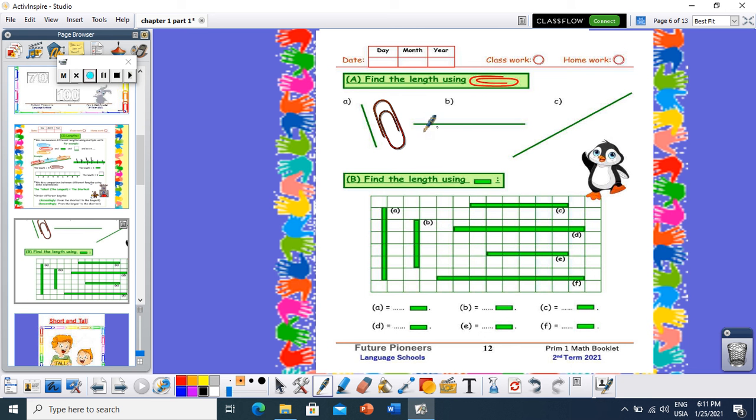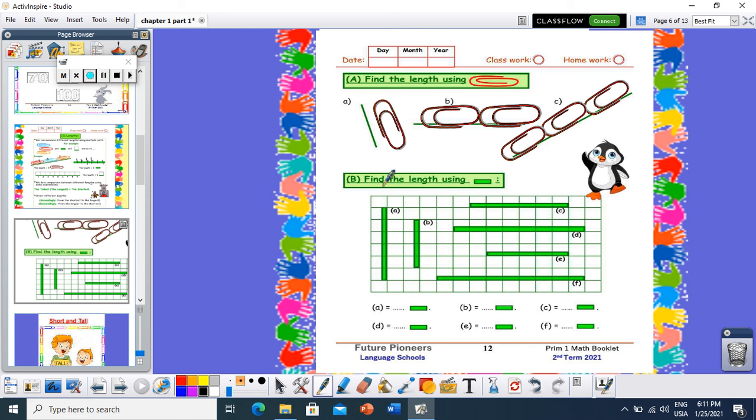Number B. This straight line needs how many pens? I think it needs 2 pens. Excellent. So the measure length of this straight line is 2 units. And number C. How many units do we have to measure the length of this straight line? I think this straight line needs 3 pens. So the length of this straight line is 3 units.